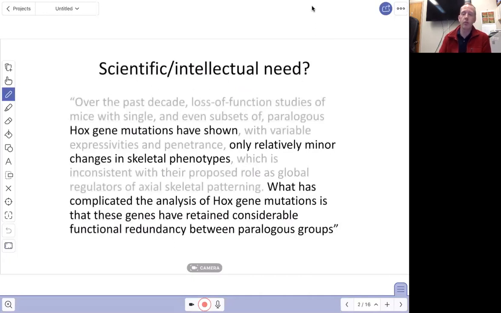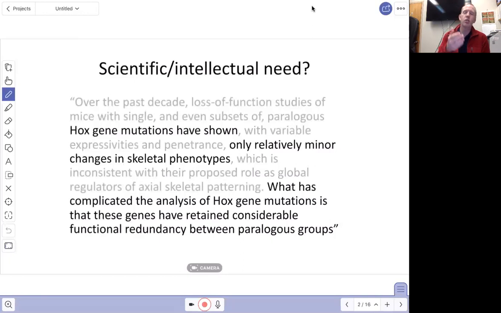And this is taken directly from the introduction of their paper. They say it best that over time, there have been lots of studies where scientists have tried to mutate or remove one or maybe a few different paralogous HOX genes, but they show only relatively minor changes in skeletal phenotypes. So the question then is, how do you get around this issue of redundancy? How do you learn what these HOX alleles or paralogs might be doing if you can't understand the roles of one at a time by getting rid of one allele at a time, or even something a little bit more major like that, like maybe 2 or 3 alleles at a time.